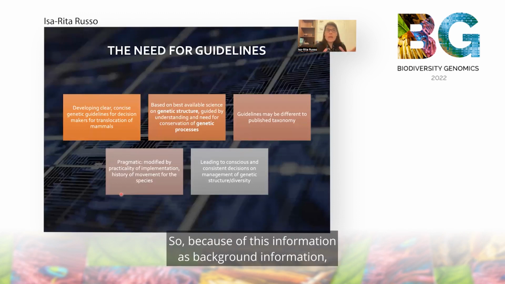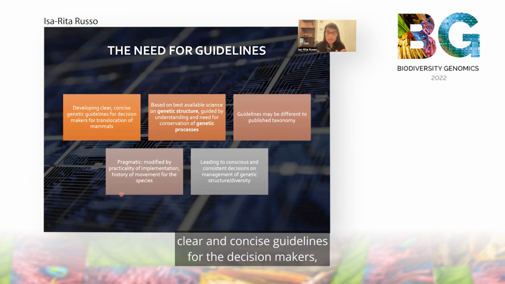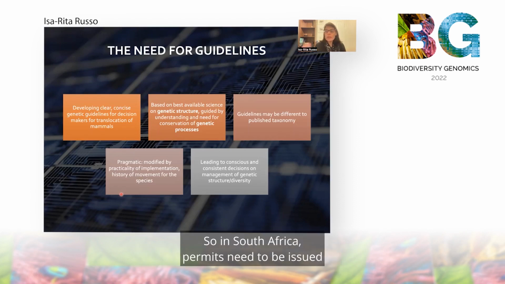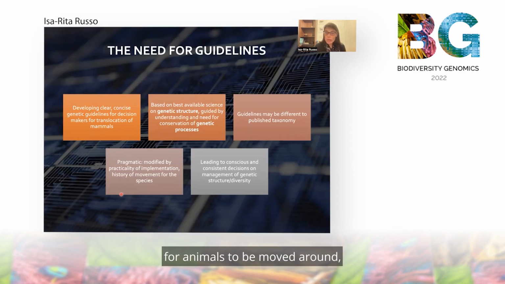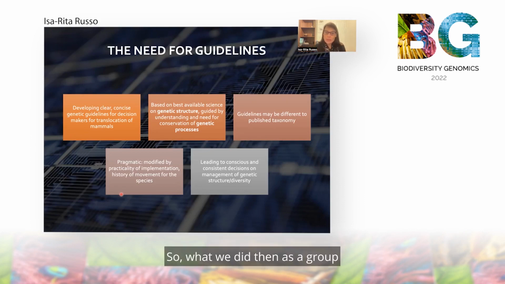So because of this background information, we realized as a group that there was a real need for genetic guidelines, to help develop clear and concise guidelines for the decision makers, specifically for the translocation of large mammals or mammals in general. In South Africa, permits need to be issued for animals to be moved around, and often those permits are issued without taking any genetic information into account. So what we did then as a group, based on the best available science on the genetic structure and diversity for a number of species, was develop some guidelines.